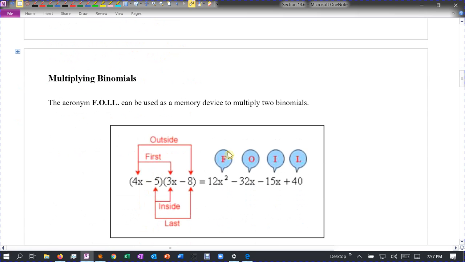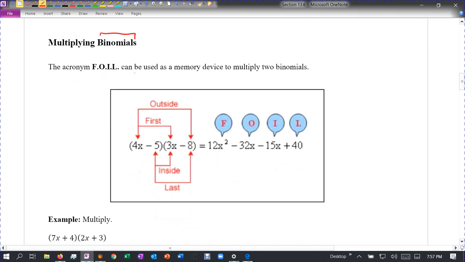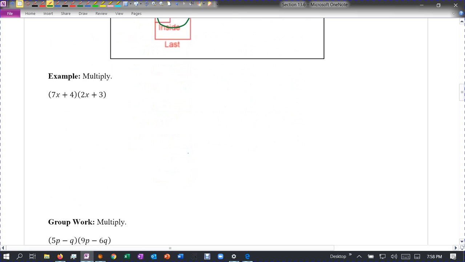Okay, so what about if you do binomials multiplied times one another? You may have heard of this before, it's called FOIL. So what you're going to do is you're going to take your first binomial, multiply times your second binomial. So you're going to multiply the first terms together first. Okay, so first you do the first, then you do the outside, that's O, outside. So we're using F for first, O for outside. Then you do the inside ones, that's your I, and then you do your last ones.